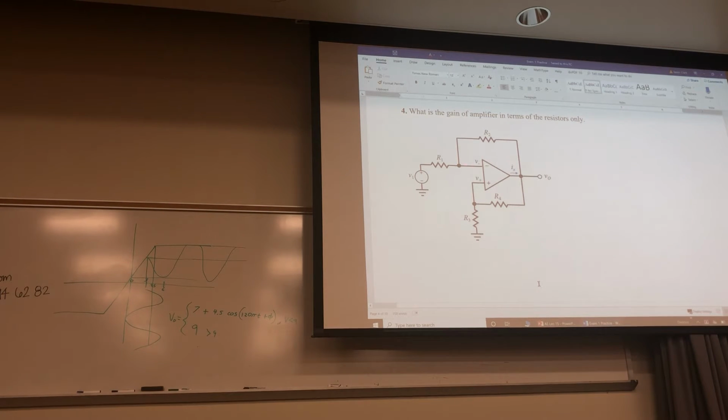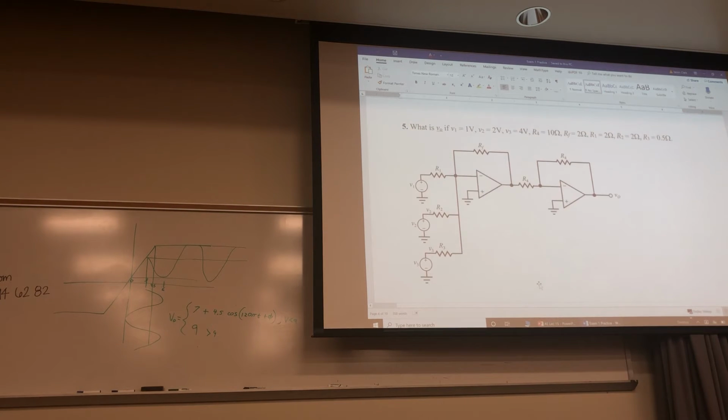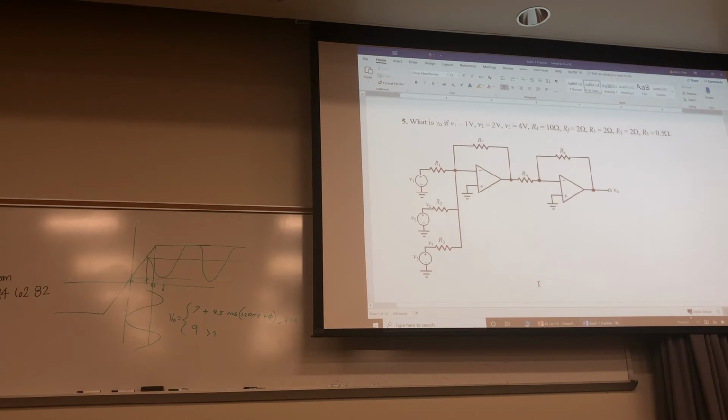That's basically, you know, you do your KCL here, KCL there, and then you do your ratio of your output over input. And here you're treating this as an ideal amplifier, unless it says otherwise. For number 5, as many of you have said, this is the summer, right? And so it's giving you the values of these right here.